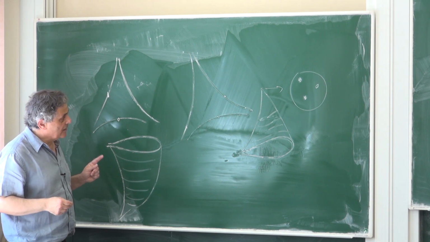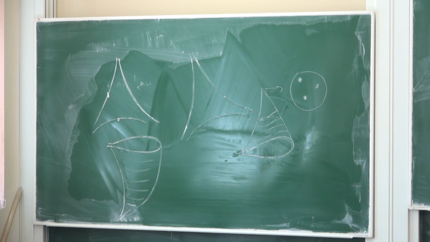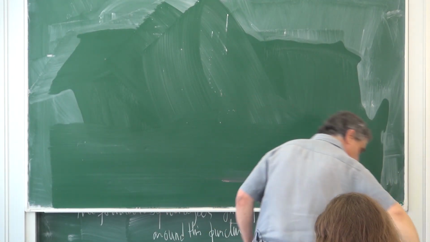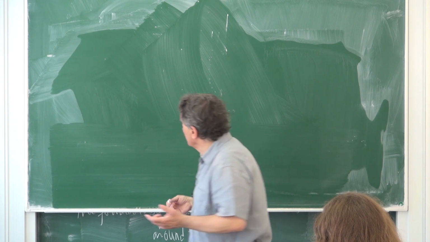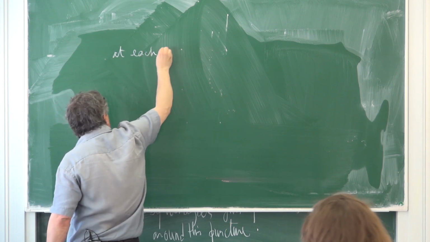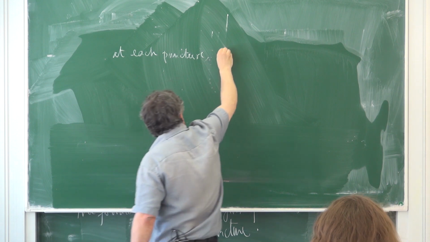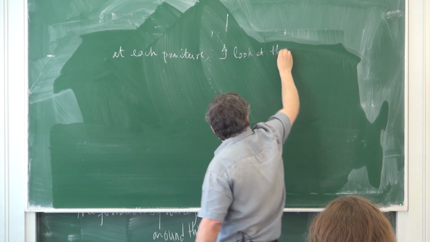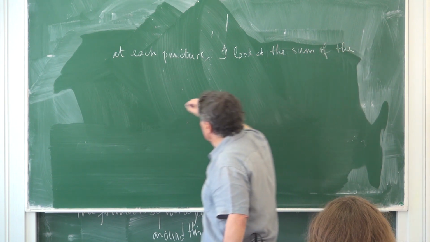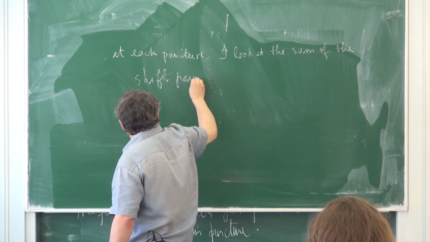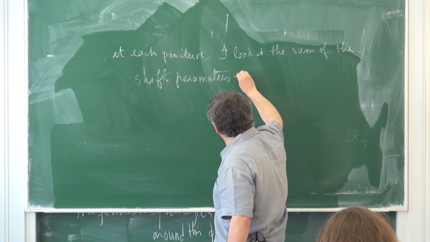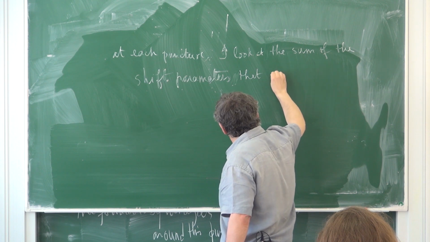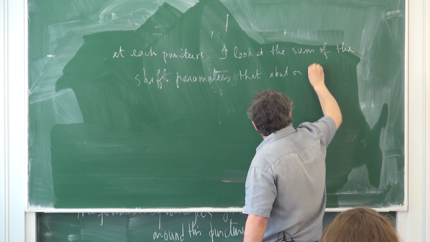And the general result is that whether it is for this case of the sphere with 3 punctures or for any other surface obtained by gluing ideal triangles, the result is that at each puncture I look at the sum of the shift parameters that I see that I've used on this puncture.